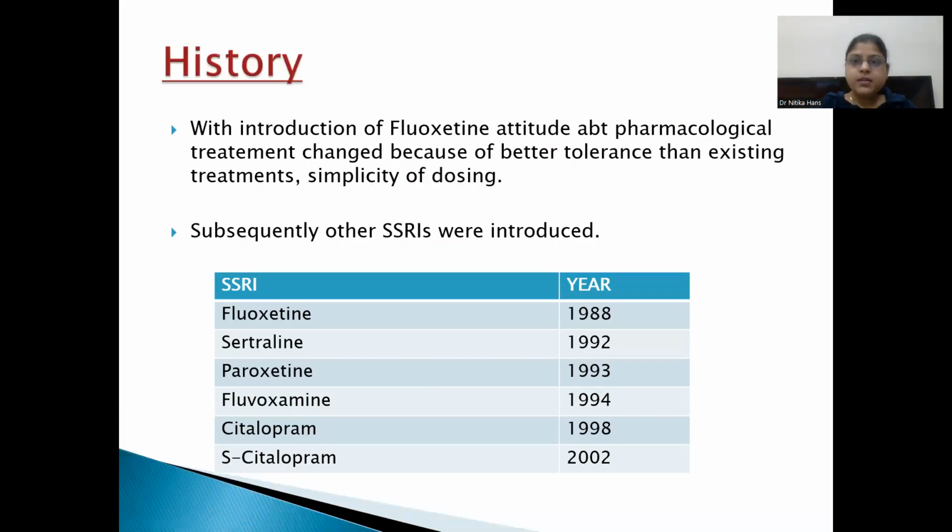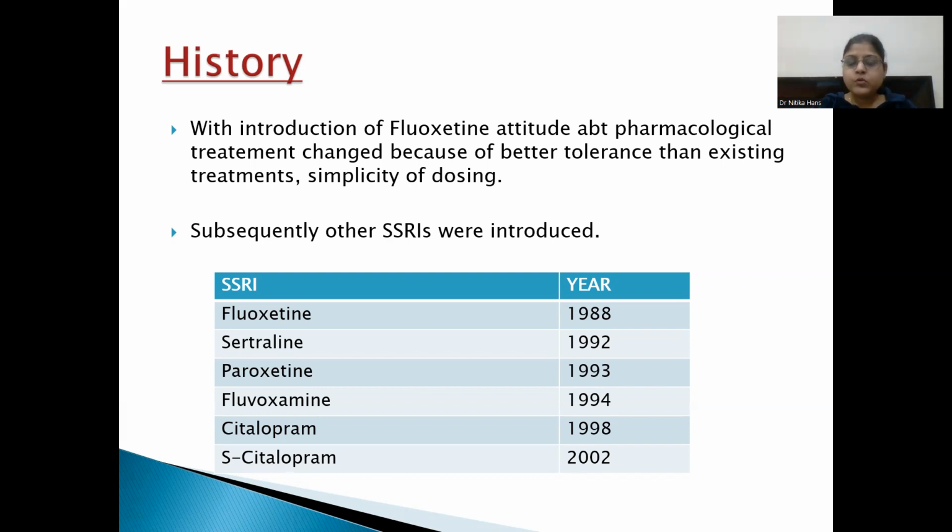So, what is the history of these selective serotonin reuptake inhibitors? It started with the introduction of fluoxetine, and attitudes about pharmacological treatment changed because of better tolerance than existing treatments and simplicity of dosing. The existing treatments at that time were MAO inhibitors and TCAs, that is tricyclic antidepressants. It was better tolerated and had simpler dosing.